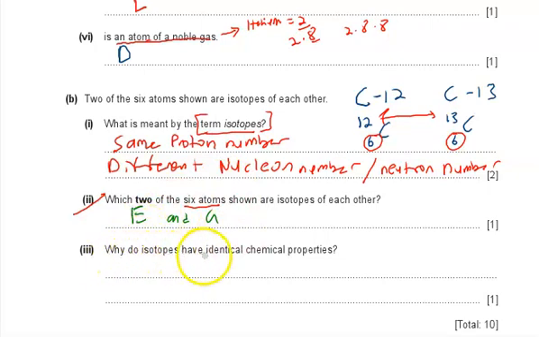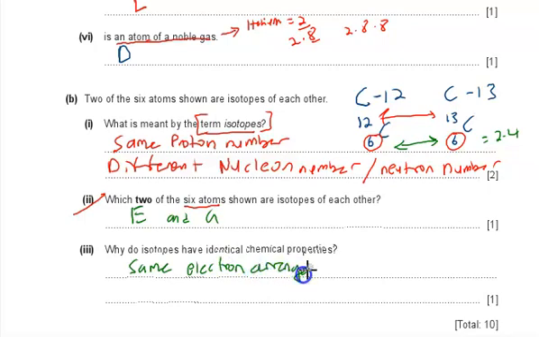Why do isotopes have identical chemical properties? So when they have the same proton number, obviously they are from the same group. So they have the same electron arrangement too. So you can say they have the same electron arrangement, or you can say the same number of electrons.